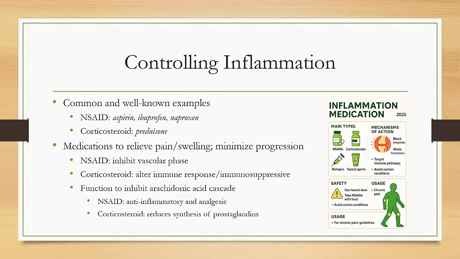Corticosteroids function to profoundly alter the immune response of lymphocytes. This is an important aspect of the anti-inflammatory and immunosuppressive actions of these drugs. Anti-inflammatory medications function to inhibit various parts of the arachidonic acid cascade. Non-selective NSAIDs target cyclooxygenase, also known as COX, the rate-limiting enzyme in the production of prostaglandins. In contrast, corticosteroids prevent the liberation of arachidonic acid from the plasma membrane phospholipids, thus reducing the synthesis of the eicosanoids.